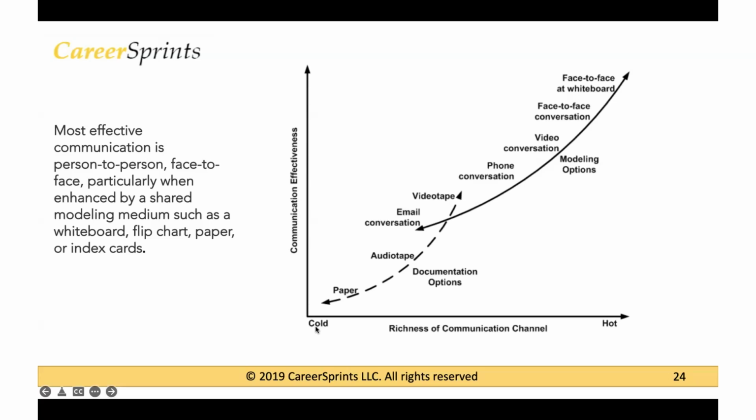it says communication effectiveness. Basically, we can classify the different mediums of communication that we use, like paper, email, phone conversations, face-to-face communication, and we can plot them on this graph, and we can see how effective that form of communication is depending upon the type of communication channel that we use. For example, if you use paper-based communication, which hardly anyone uses anymore, that is not very effective, and it is also not a very rich way to communicate.